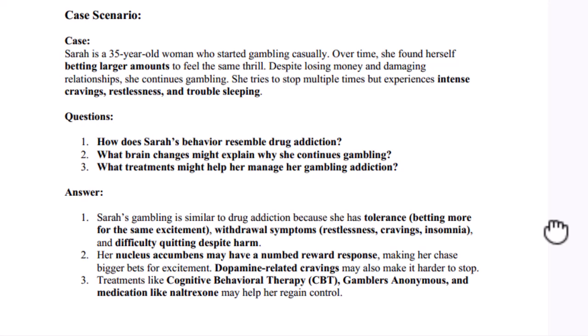Sarah is a 35-year-old woman who started gambling casually. Over time, she found herself betting large amounts to feel the same thrill. Despite losing money and damaging relationships, she continued gambling. She tried to stop multiple times but experienced intense craving, restlessness, and trouble sleeping.